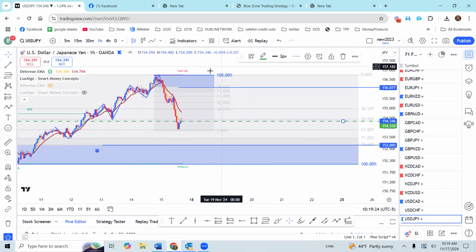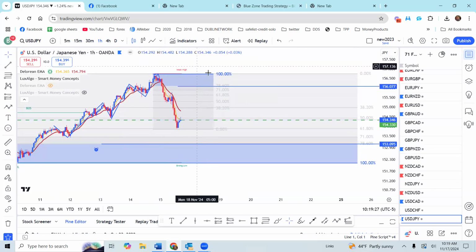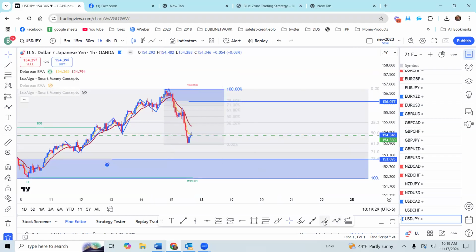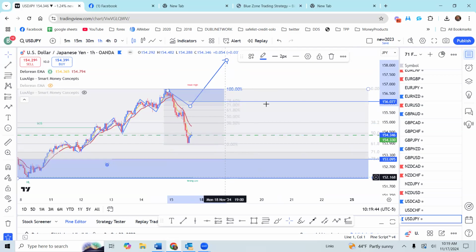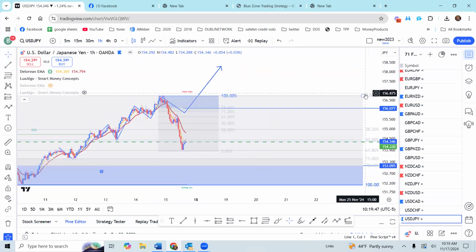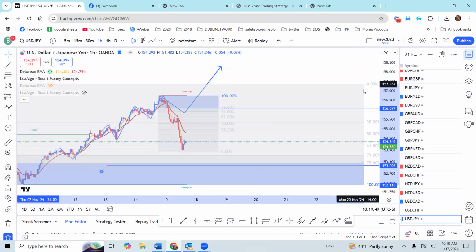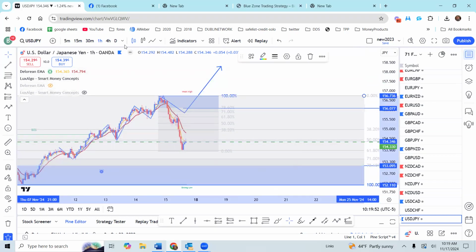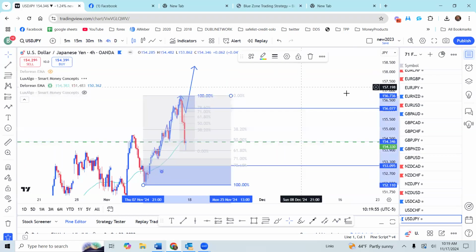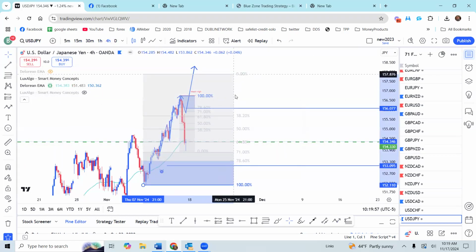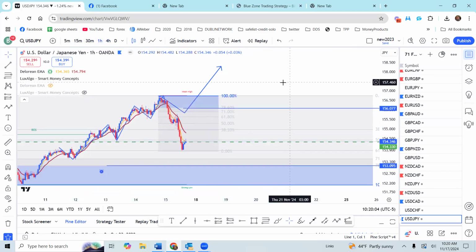And the reason why we have to wait for the change of character is because if you just get a minor pullback here, like to this area here, then price can just continue its upward movement because that's the way the higher time frame is going. And if it does that, then we just adjust our higher time frame fib. In that case, we would have to go to the 4 hour chart to do that, right? But it hasn't done that yet, but that's something that could happen.